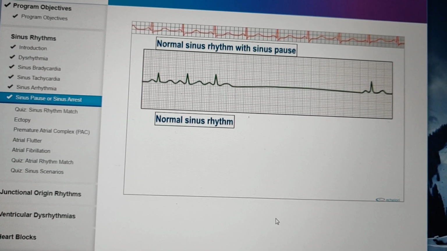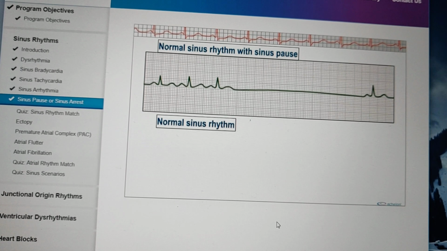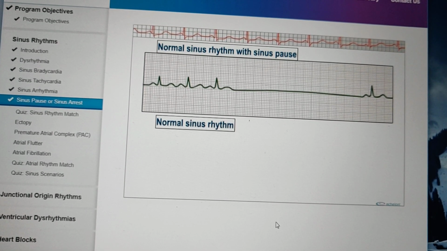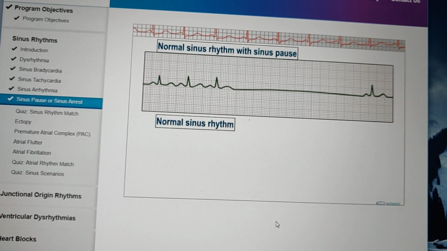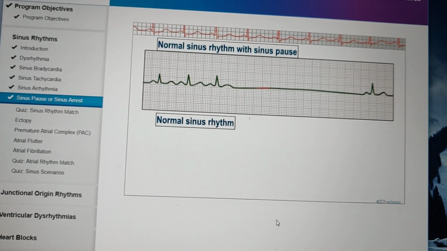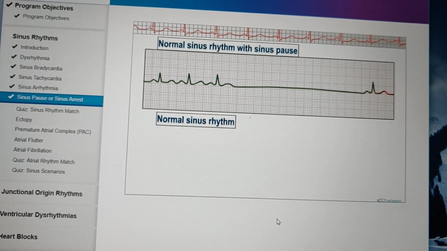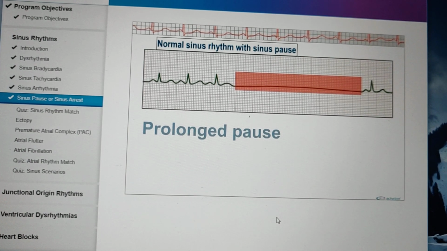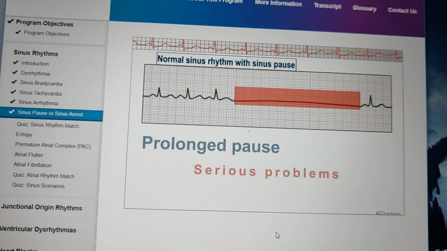When a patient is experiencing these pauses, the underlying rhythm is still a sinus rhythm, so you look for missed beats and anything that is abnormal. If it is indeed sinus arrest, you will see a normal sinus rhythm with a pause. Pay special attention to the frequency and duration of the pauses, as prolonged pauses can cause serious problems and would require intervention.